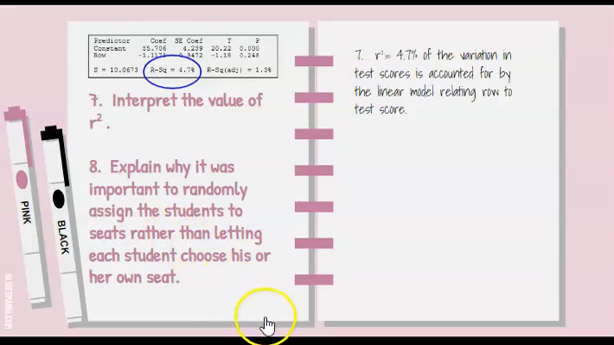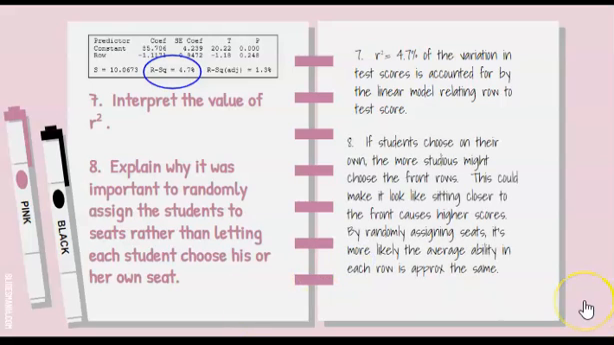Number 8, explain why it's important to randomly assign the students to seats rather than letting each student choose his or her own seat. Well, if students choose their own, the more studious might choose the front rows. This could make it look like sitting closer to the front causes higher scores. By randomly assigning seats, it's more likely the average ability in each row is approximately the same. And that's what we want.